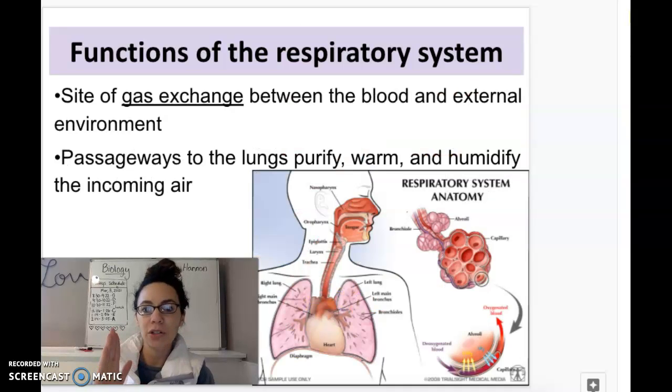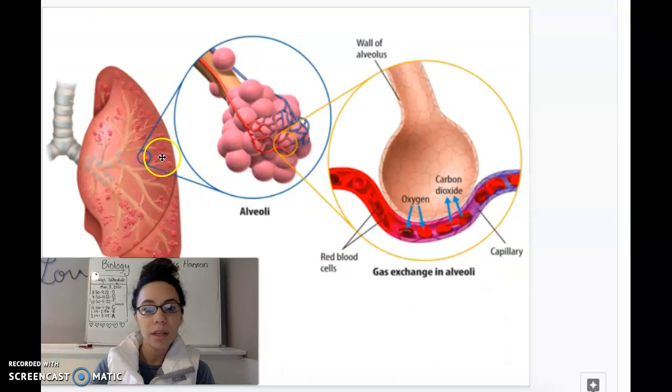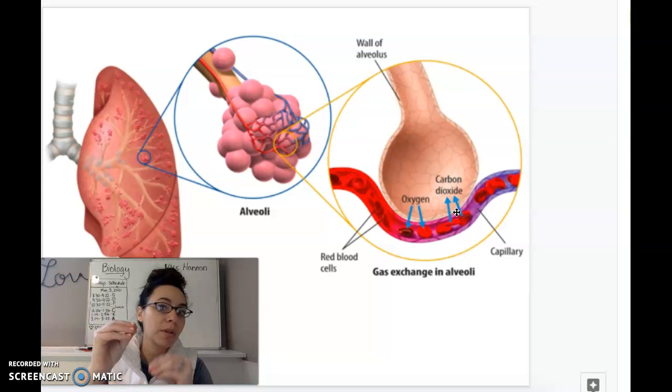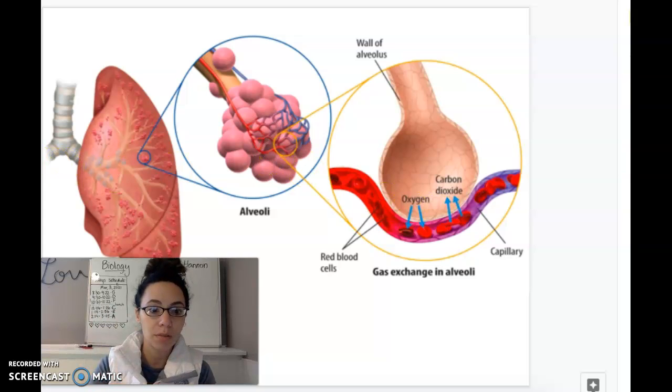So now let's talk about functions of the respiratory system. Main function, gas exchange, right? So this is the site of gas exchange between the blood and the external environment. Passageways of the lungs also purify, warm, humidify incoming air, but that main function is gas exchange. If we can't do this, you're not going to be alive very long. Here's another really nice diagram showing a nice healthy lung here, zoomed in alveoli at the end of all of these branches, and then showing that gas exchange between the alveoli and the blood. So the respiratory system works really closely with the circulatory system, you can imagine.